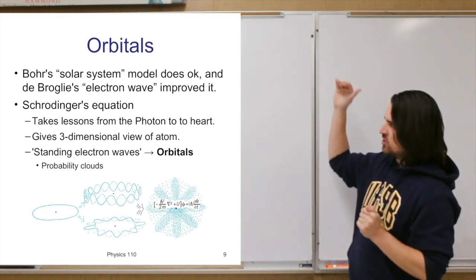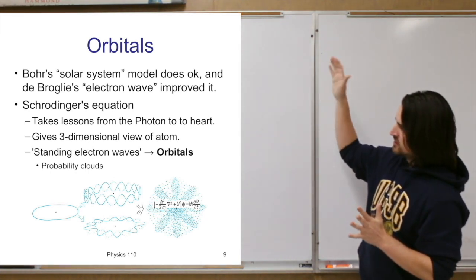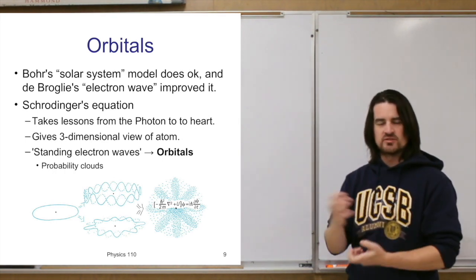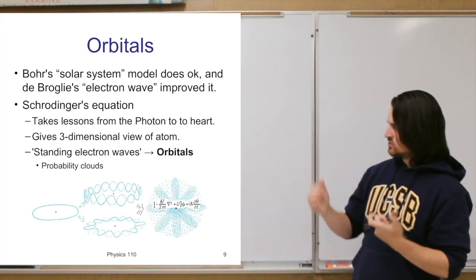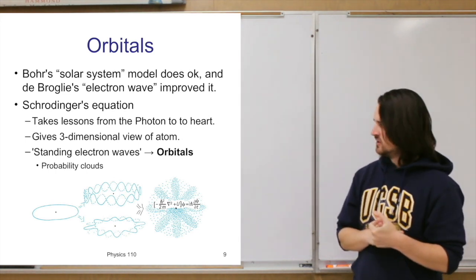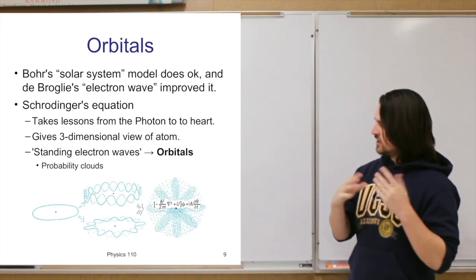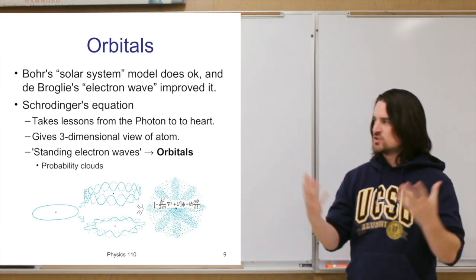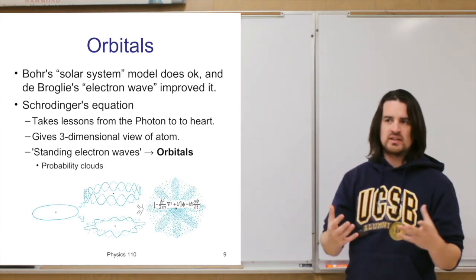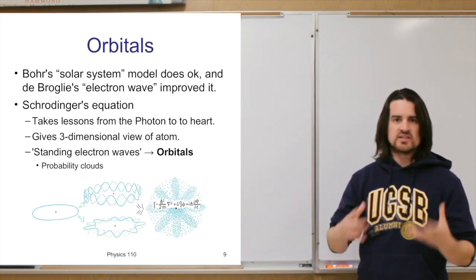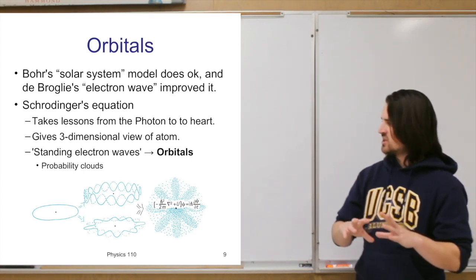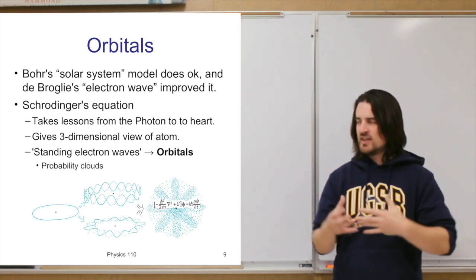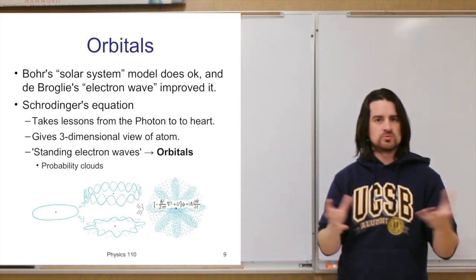Basically, Bohr and de Broglie were taking in these lessons of the photon, those ideas of quantum mechanics, and the Schrodinger equation takes those to heart much more, and utilizes that equation and the idea of a wave function to give you a full 3-dimensional picture of an atom and the electrons acting as waves. And instead of just getting these stationary orbits, like planetary orbits, it ends up giving you these 3-dimensional pictures, which we call orbitals.